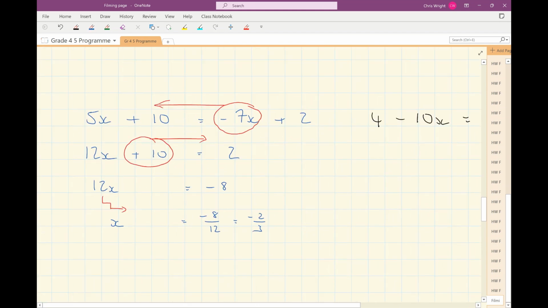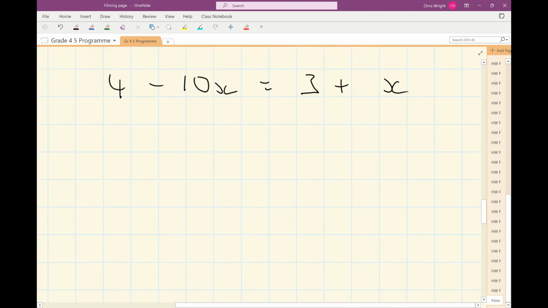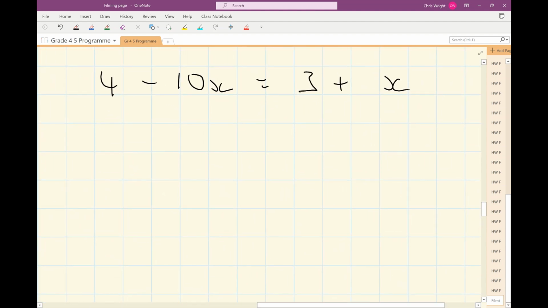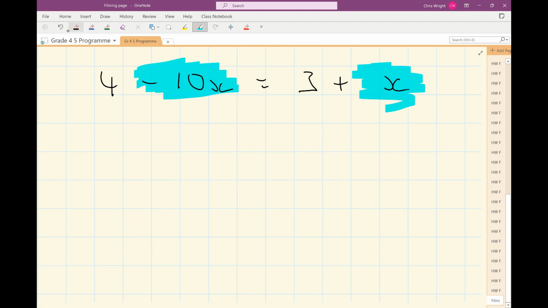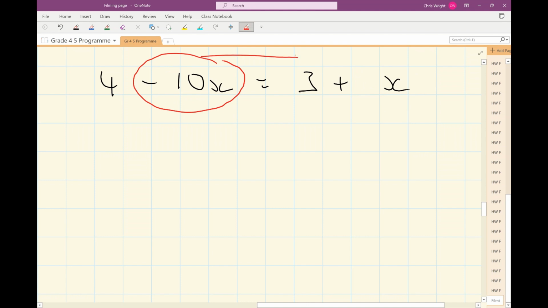And now I think we're on the last one. 4 minus 10x equals 3 plus x. Well, this side has got minus 10x, and this side has got plus 1x. So it's the left-hand side which has the fewest x. So I'm going to float and ping them over here. 4 equals 3. I had plus 1x, add another 10, gives me 11x. So turn it around. 3 plus 11x equals 4. Right, I want to float and ping that 3.